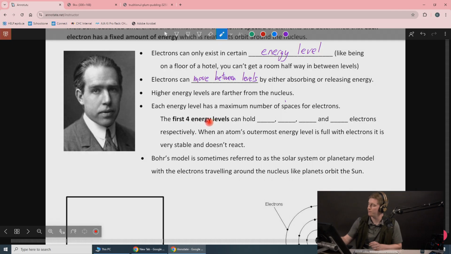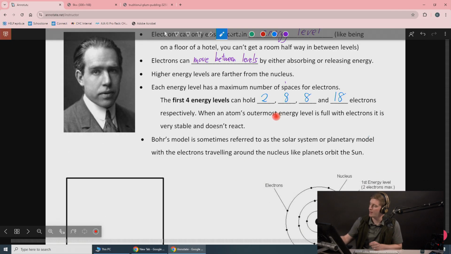The first 4 energy levels can hold these amounts of electrons. We're going to look at these diagrams more in a future lesson, but it's important to remember that the first energy level can hold 2 electrons, and the second and third can hold 8 each, and the 4th can hold 18. I won't ask you anything past the 4th energy level.